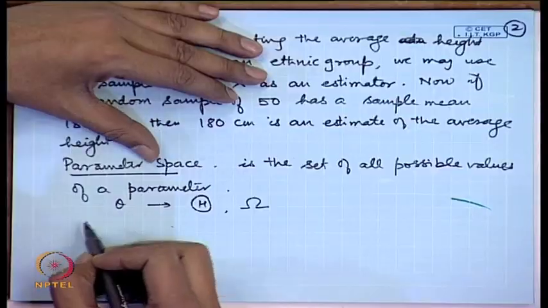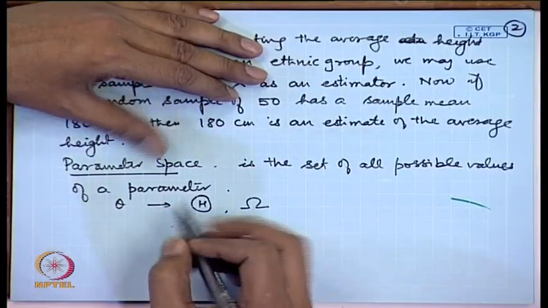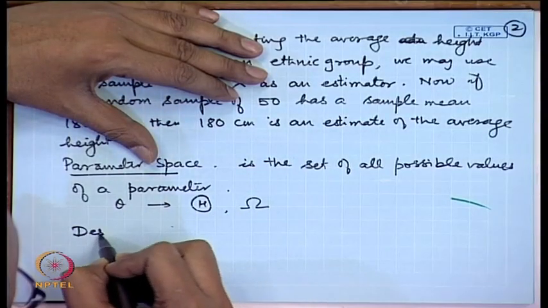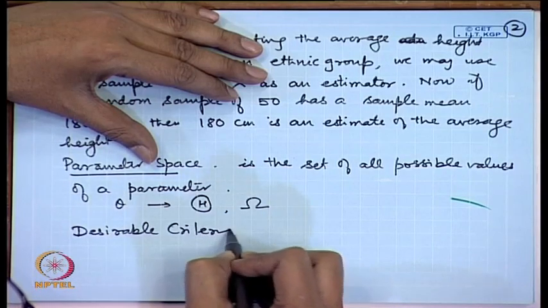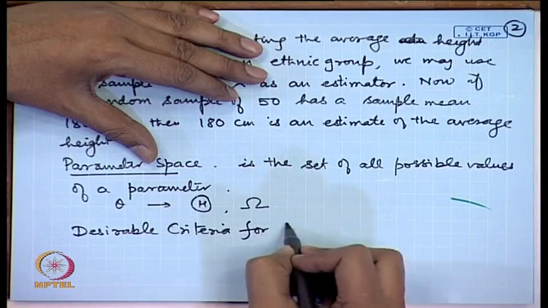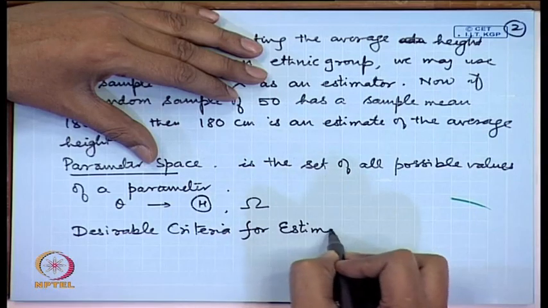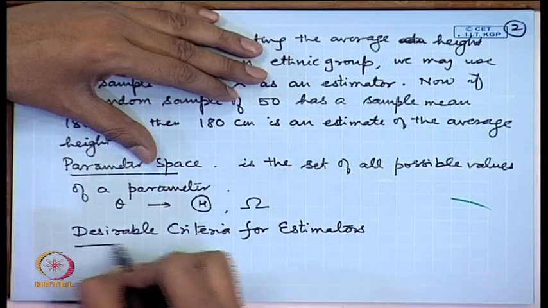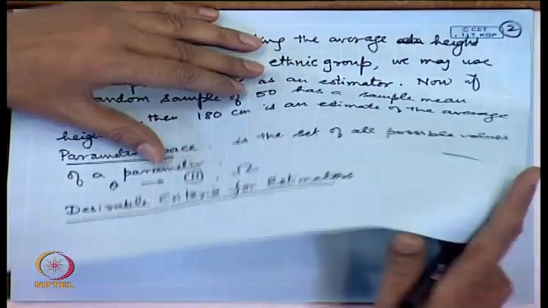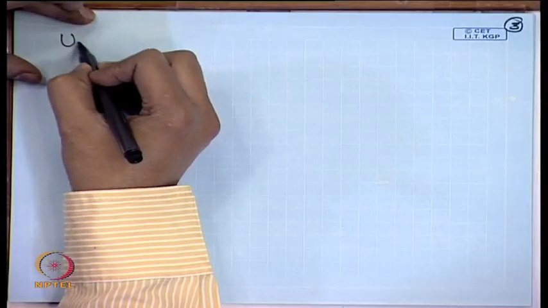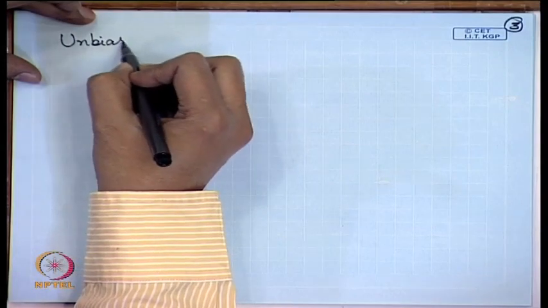So, in the beginning I will mention certain desirable criteria for estimators. The first such criterion is that of unbiasedness.